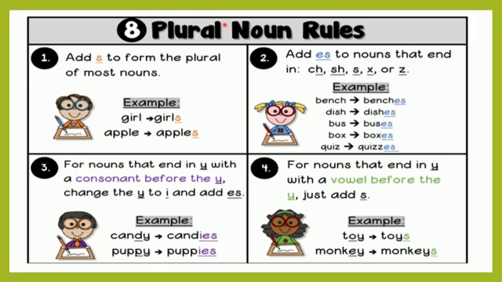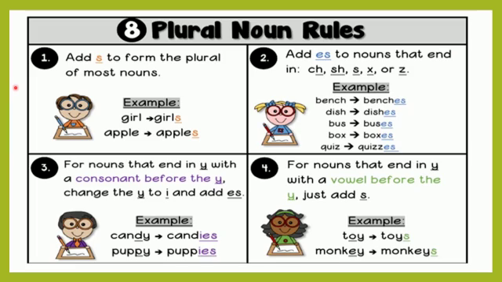Here come the plural noun rules. So here are some rules you have to follow. First, add s to form the plural of most nouns. Now let us see the example here. Girl, girls. Apple, apples. Here is a single girl. So to make it plural, you have to use s. Apple. It is one apple. To make it more than one, what do you have to use? S. Apples.